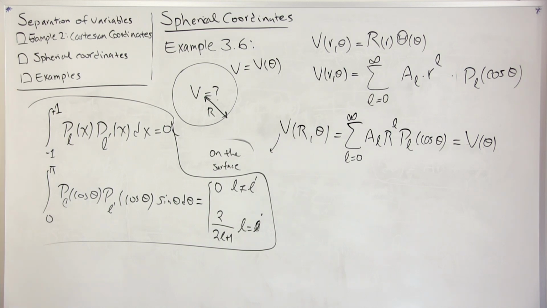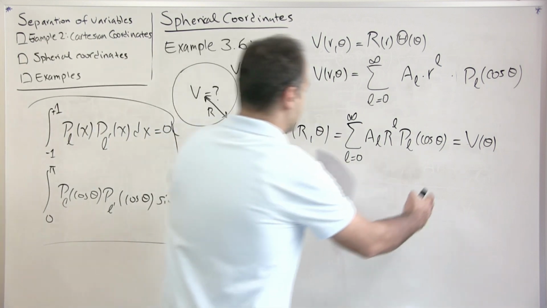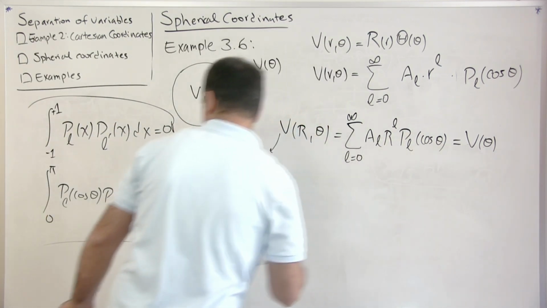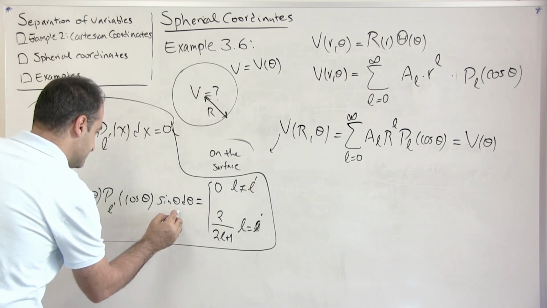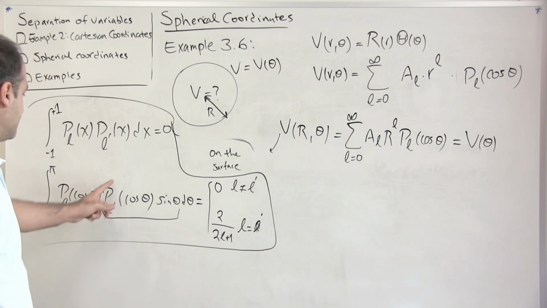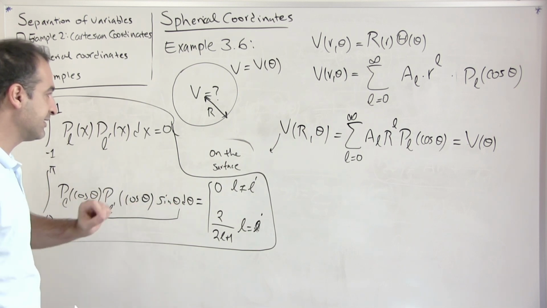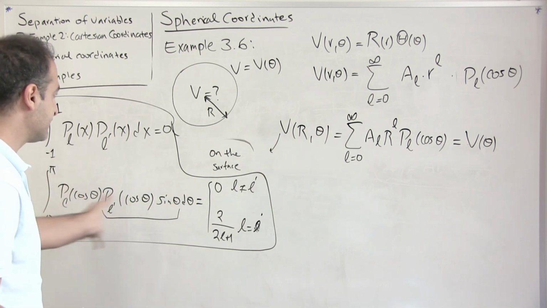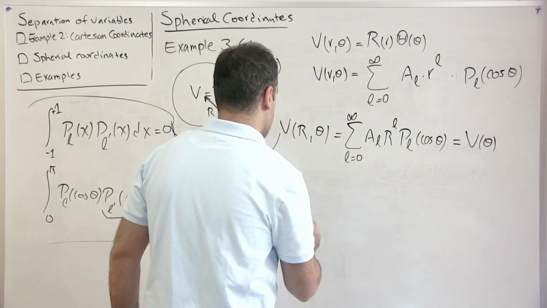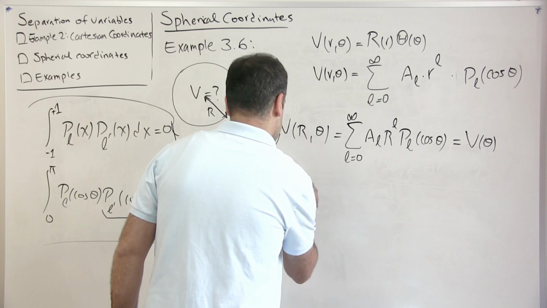Okay. So that's what I want to do here. I'm going to multiply the left and right hand sides by P_L' of cos theta sine theta. Then I'm going to integrate that, and that's going to let me get rid of this summation. So let's do it here.